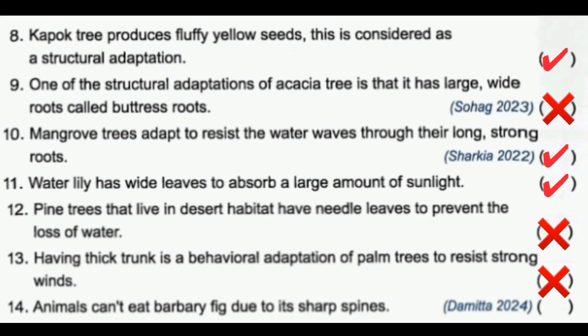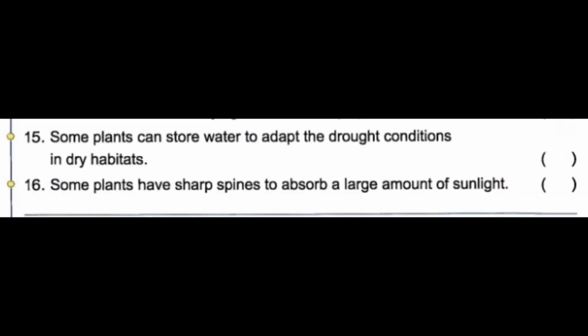Number 14. Animals can't eat barberry fig due to its sharp spines. True. Number 15. Some plants can store water to adapt the drought conditions in dry habitat. True. Number 16. Some plants have sharp spines to absorb a large amount of sunlight.